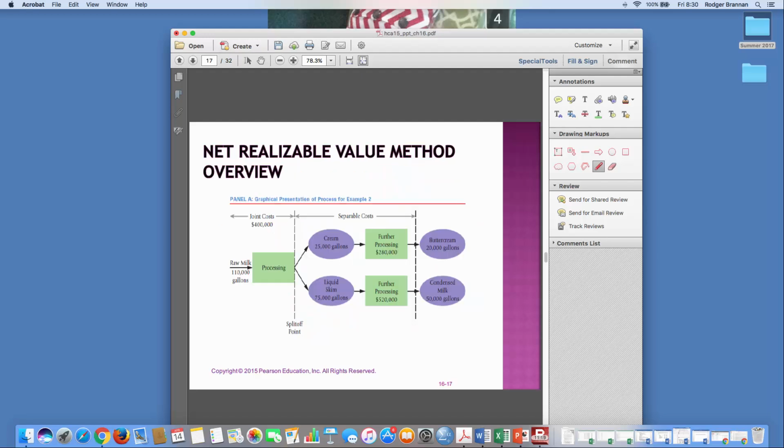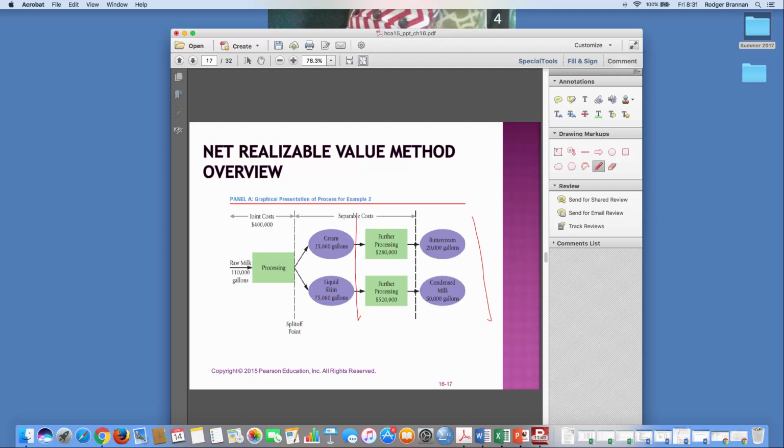All right, now again, kind of the same basic information, except that we're going to look at two additional items here. And that is that, for example, with the cream, they're going to process it further into a new product, buttercream. But in order to do that, it costs $280,000. Likewise, with the liquid skim, they're going to process it further at a cost of $520,000, and end up with a different product, condensed milk. Yeah, you lose some volume along the way.